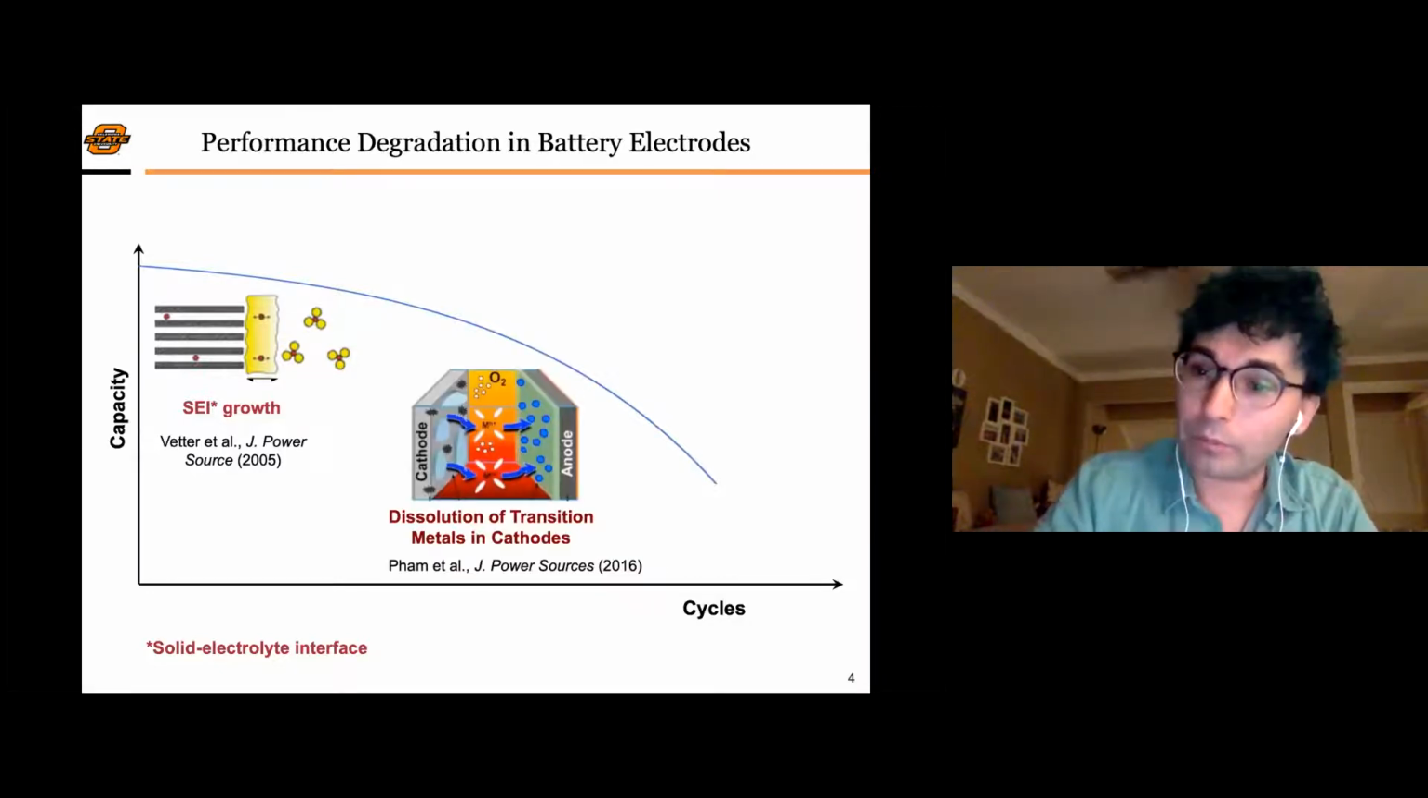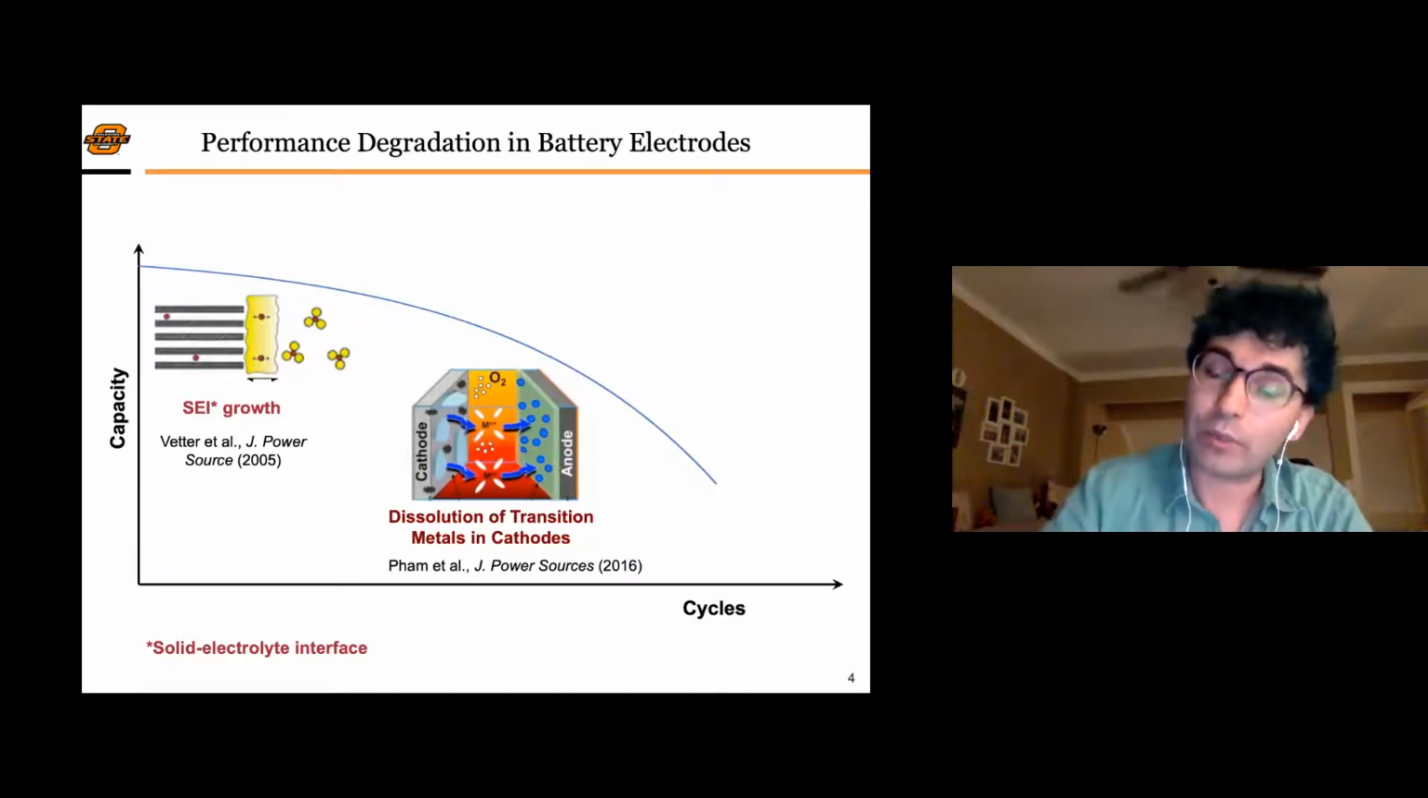Another problem, depending on the cathode material, is dissolution. If you are using lithium manganese oxide, for example, there is a manganese dissolution problem. When manganese dissolves, it penetrates and reaches the anode surface and decomposes there, which also causes extra SEI formation on the anode surface. A similar behavior is also observed in sulfur cathodes.